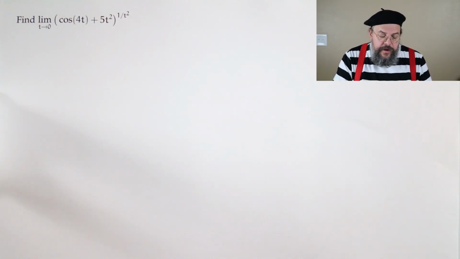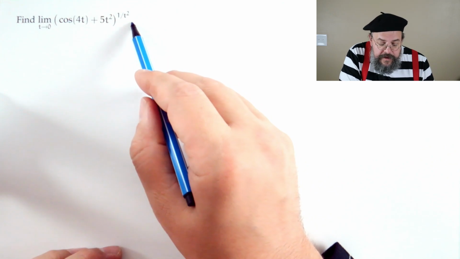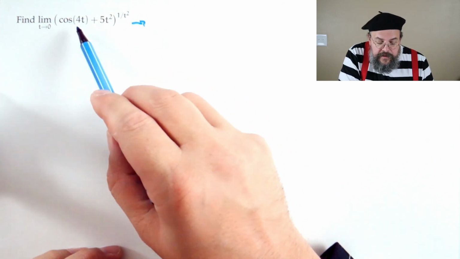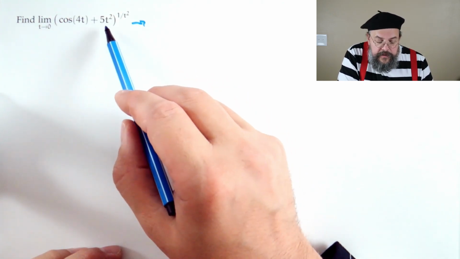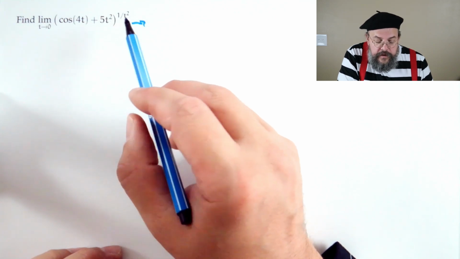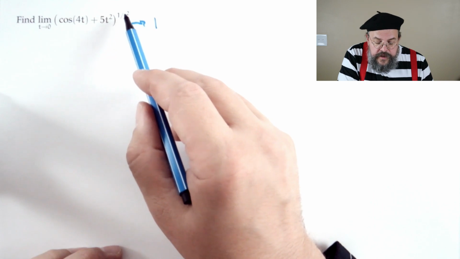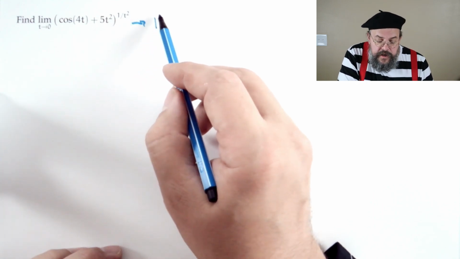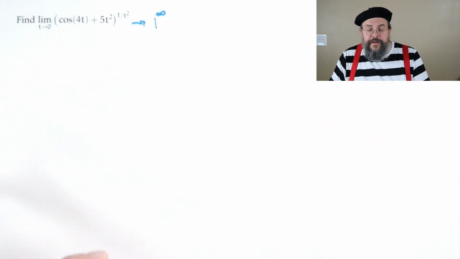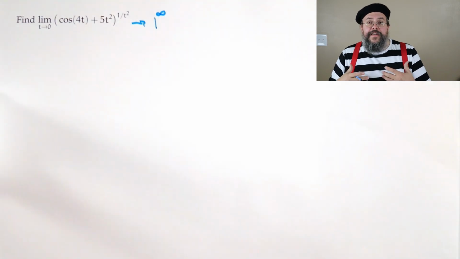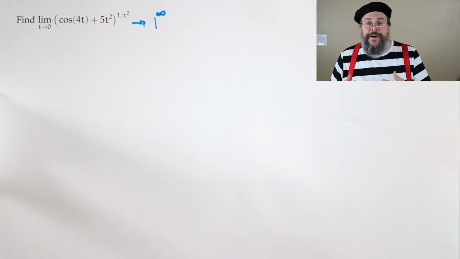So how do we do these? Well, initially we say, what's happening here? Cosine of 0 is 1. 5 times 0 squared is 0. So it's really 1 to the 1 over 0. Well, that's like a huge number, so it's 1 to the infinity. Okay, so that's what's happening initially. And what is 1 to the infinity? Well, we don't know. It's indeterminate. So we've got to do some more work.